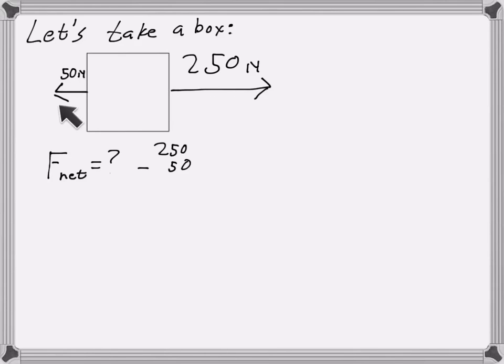They're not working with each other. They're working against each other. They're playing a game of tug of war. So they're not working in the same direction. If this one was pushing 250 this way, and this one over here was also pushing 50 this way, then you'd add them. But in this case, because they're going opposite directions, we subtract them. So you get, very simple, 200 newtons. You've got to remember your unit. So 200 newtons is our net force.